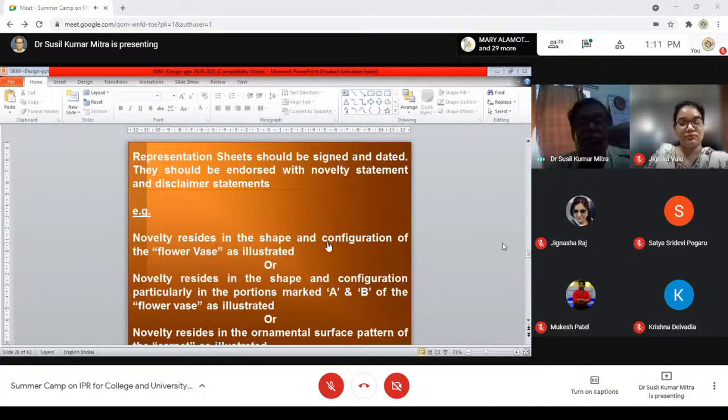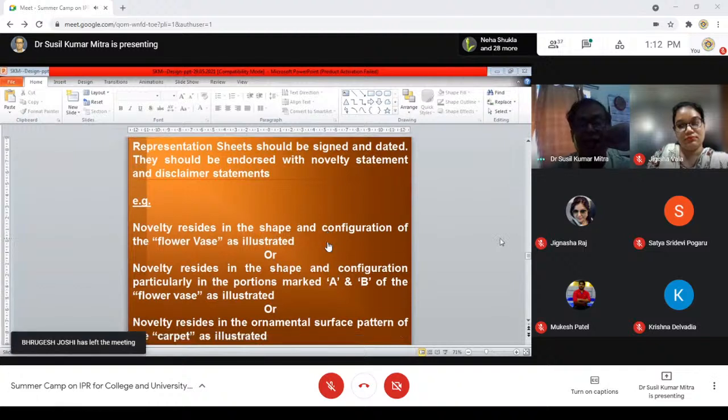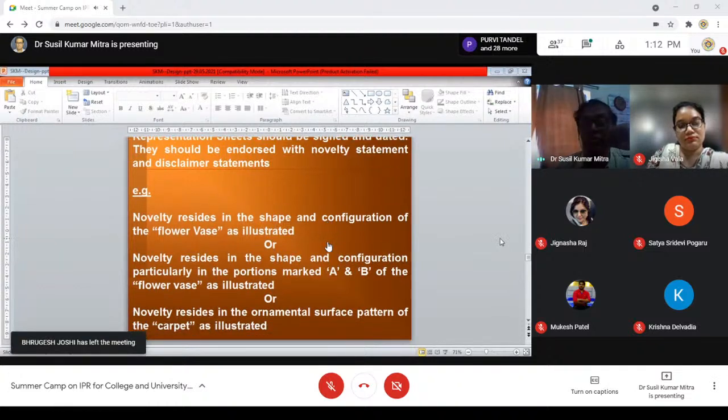Novelty, there are 3 types of novelty. Your novelty may reside in shape and configuration, like a flower vase. Say you are going for registration of a flower vase, or in the article there are certain portions you want to mark, saying this is my novel portion. Then the novelty definition will be: novelty resides in shape and configuration, particularly in the portion marked A and B of the flower vase as illustrated. Or, if it is not in shape and configuration but only surface pattern like a carpet, then you have to mention that the novelty resides in the surface pattern of the carpet as illustrated.